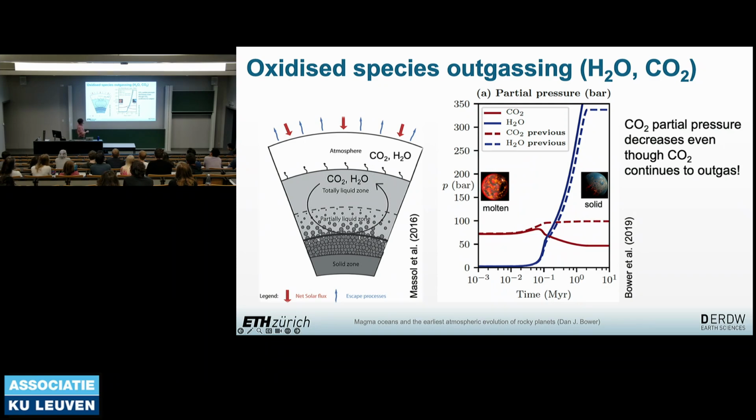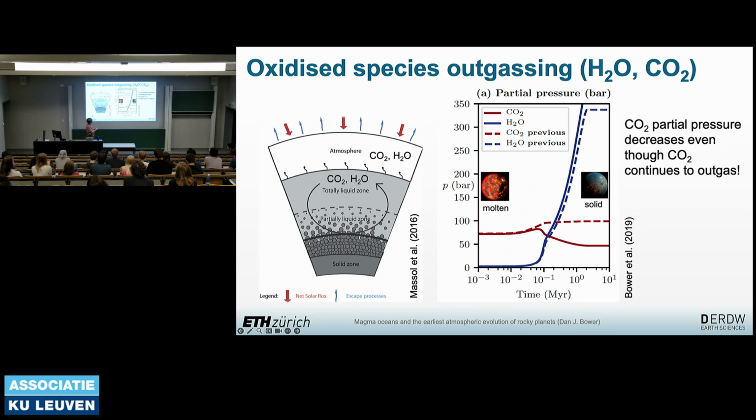But what we found in particular in this study is that the partial pressure of CO2 decreases even though you continue to outgas CO2. And I'll explain what that means. So here, what we're doing is starting essentially with a fully molten planet. Think about Earth, we just melt all of the mantle, we have a magma ocean, okay? And then what we're allowing the model to do is cool as a consequence of radiative transfer in the atmosphere, which itself is determined by the volatiles, okay?